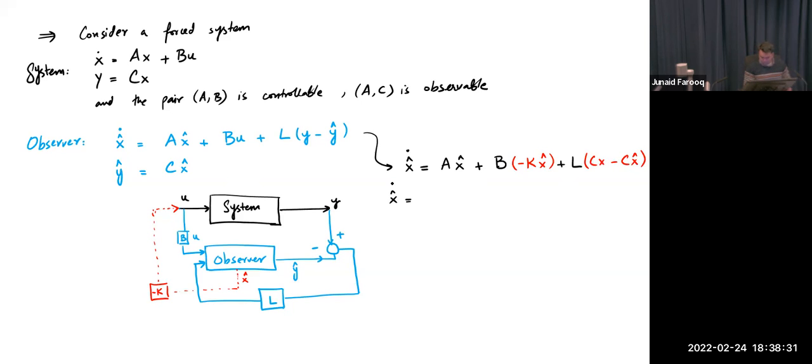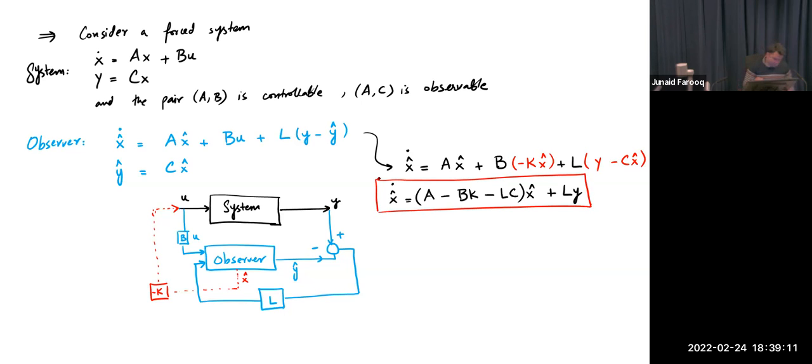So you will get x hat dot is, if you simplify it, A minus BK minus LC times x hat plus L y. So let's keep this as y here. So you will have plus L y. So that's your equation of the observer or estimated state dynamics.